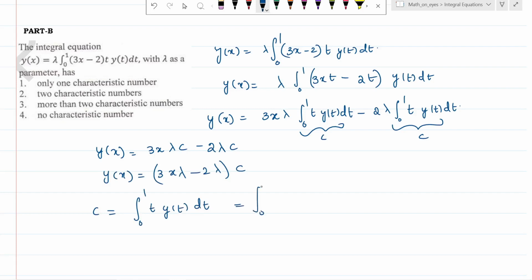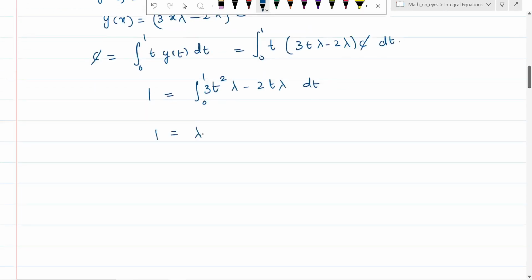And that is equal to integral 0 to 1 t. When you have y of x is equal to something in terms of x, you just convert the same thing in terms of t for y of t. So this is (3t lambda minus 2 lambda) into c into dt. Now this c and this c cancel. So we get 1 is equal to integral 0 to 1 of (3t squared lambda minus 2t lambda) dt.